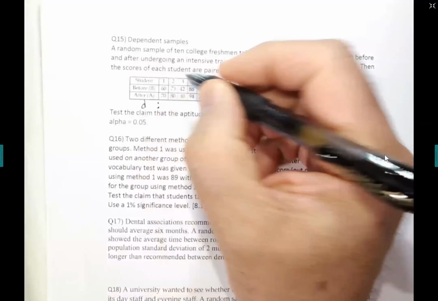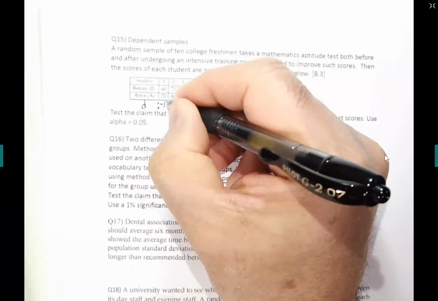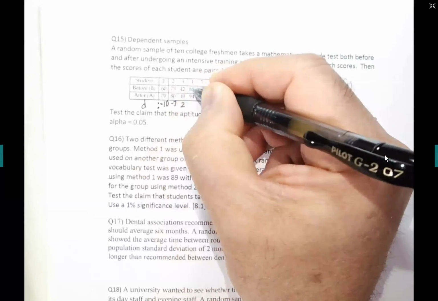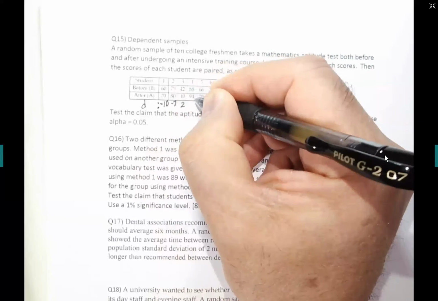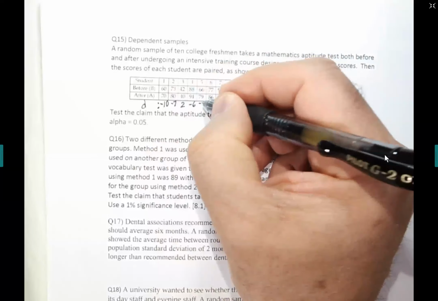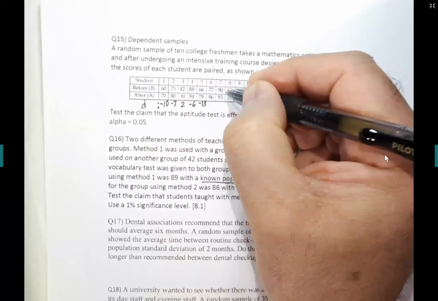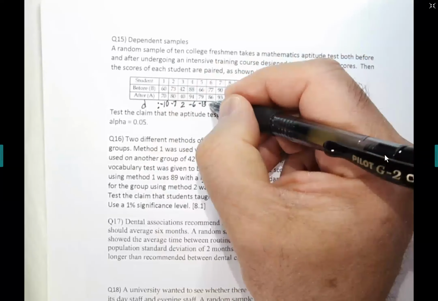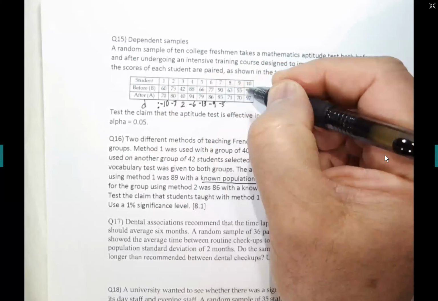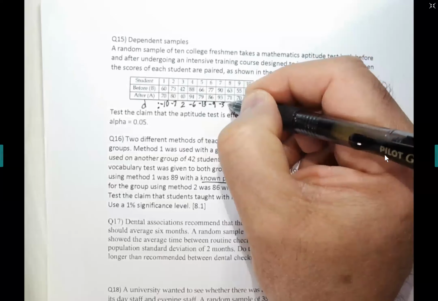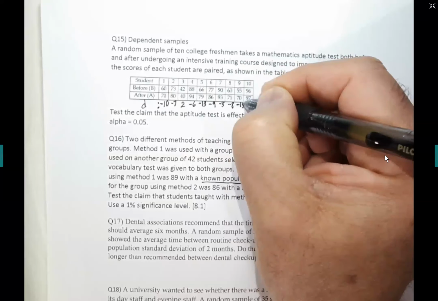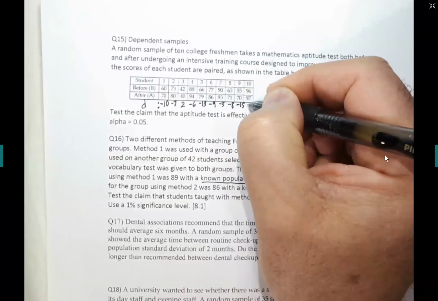60 minus 70 is negative 10. 73 minus 80 is negative 7. 42 minus 40 is 2. 88 minus 94 is negative 6. 66 minus 79 is negative 13. 77 minus 86 is negative 9. You can have a hint now already what we're gonna test. 63 minus 71 is negative 8. 55 minus 70 is negative 15. And 96 minus 97 is negative 1.